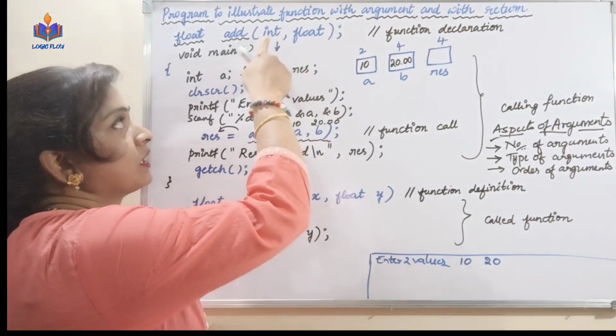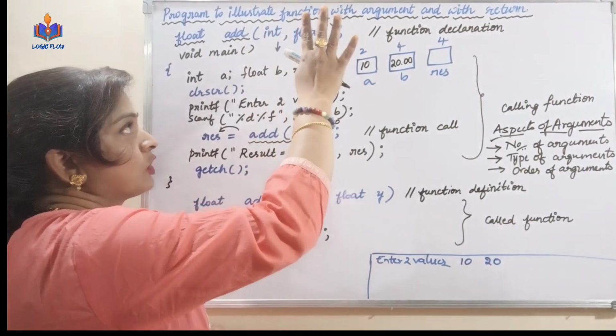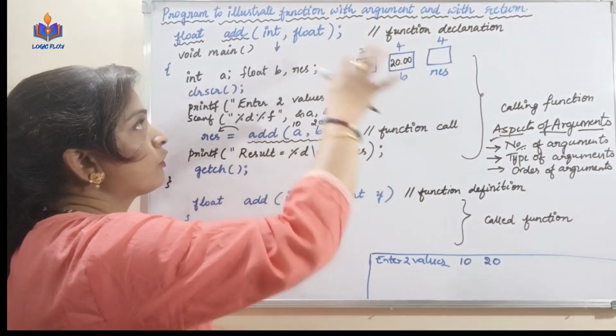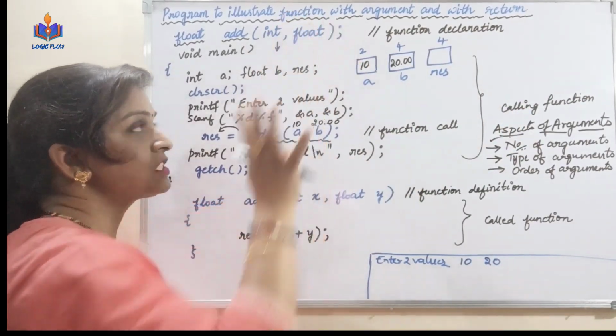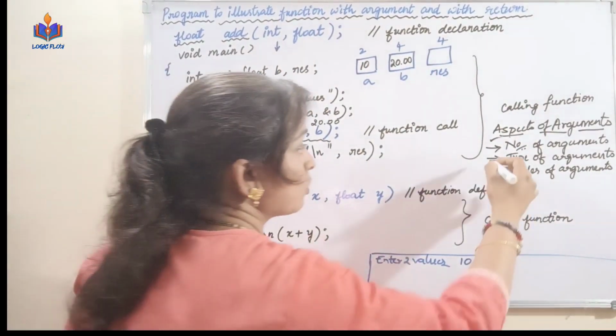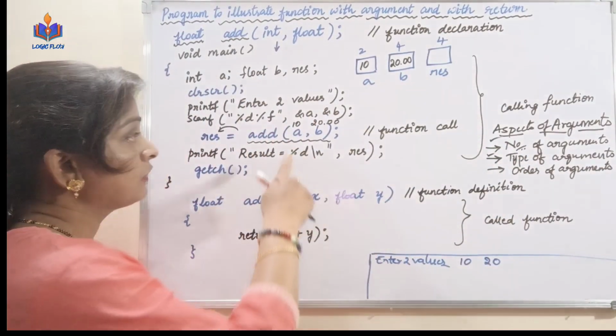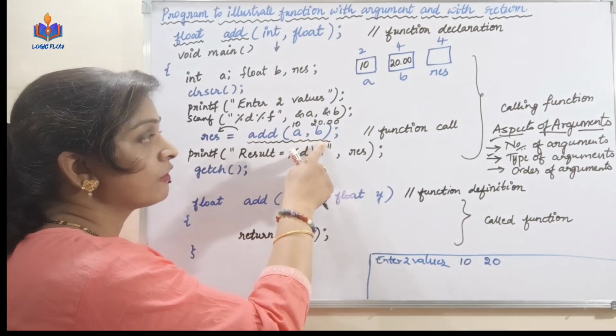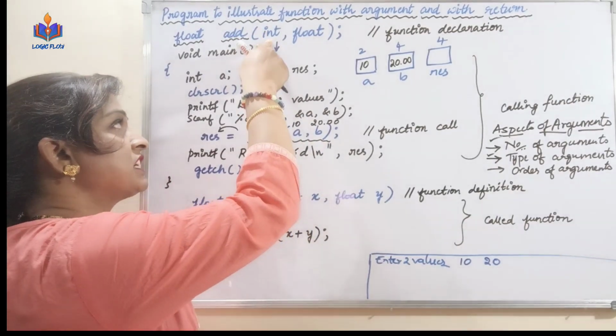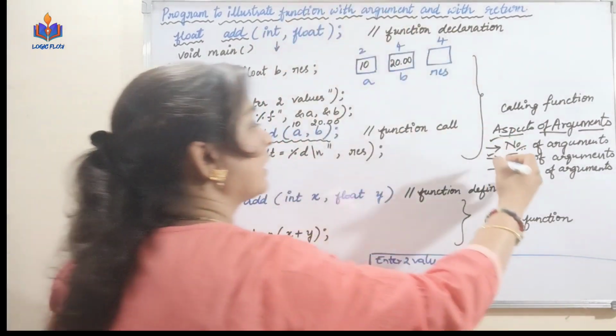Again, go check. The arguments aspects, number, is done. Type of argument: one is integer, the other one is float. Yes, even that is also done. Finally, order of the arguments. The first one is integer, the second one is float. Yes, of course, the first one is integer, the second one is float. Again, this is also done.